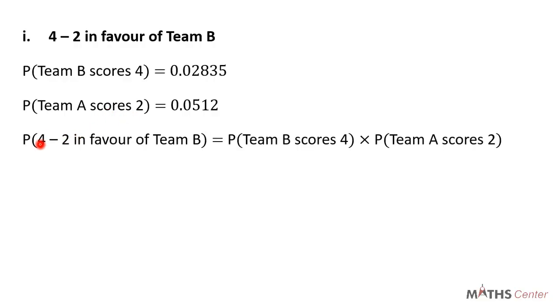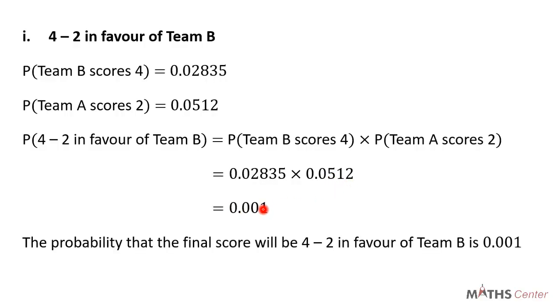We have learned that the probability that the penalty shootout will end 4-2 in favor of team B is equal to the probability that team B scores 4 times the probability that team A scores 2. This will be equal to 0.02835 times 0.0512, and this gives us 0.001. So the probability that the final score will be 4-2 in favor of team B is 0.001. Remember, the question said we should correct our answer to 3 decimal places.